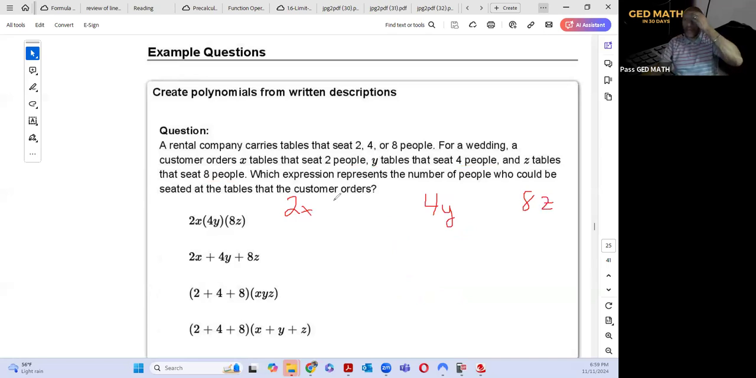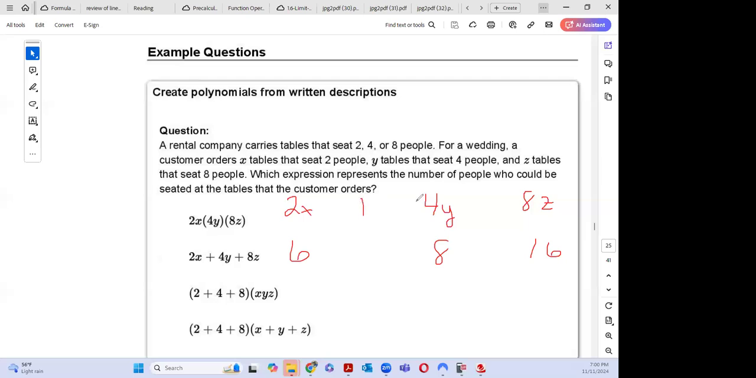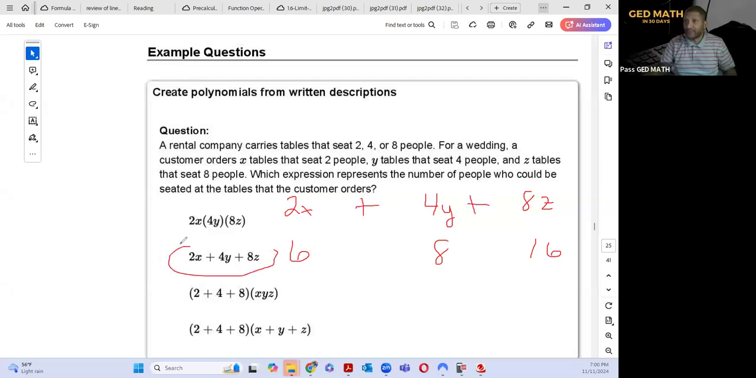Am I going to multiply, add? What am I going to do to these? So if I have 6 people here, 8 people here, and 16 people here, how am I going to find out how many people? What am I going to do to those expressions? Am I adding, multiplying, or what am I doing? Adding them. Bang, bang, bang. I'm done. Easy problem. So what we did was that we identified our givens.